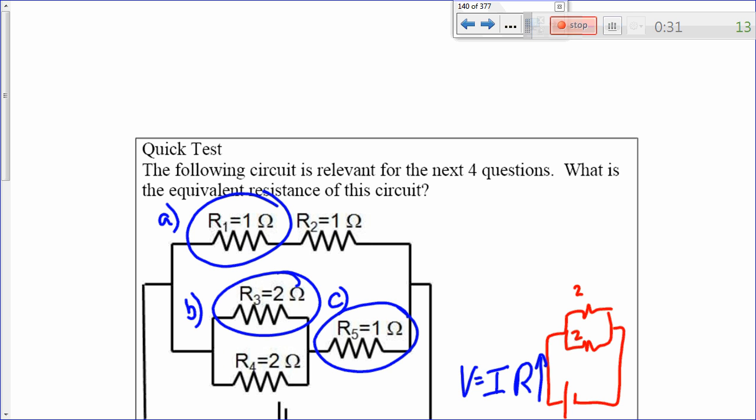All right. Which has the least current? R1, R3, R5. Are they all the same?